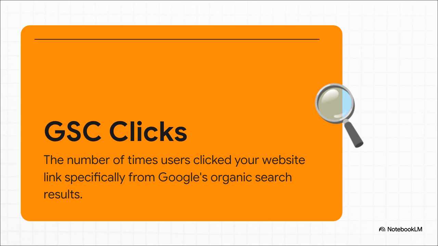Now let's look at Google Search Console. GSC is more like the security guard at the front door of one specific club, and that club is Google Search. It has one very focused job, to report on how your site performs on Google's search results page. A click in GSC means one thing and one thing only. Somebody saw your link on Google and they clicked it. End of story. GSC doesn't care what happens after that click or who's coming in from other doors.